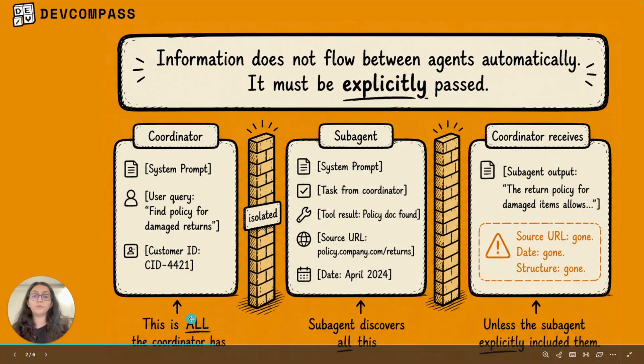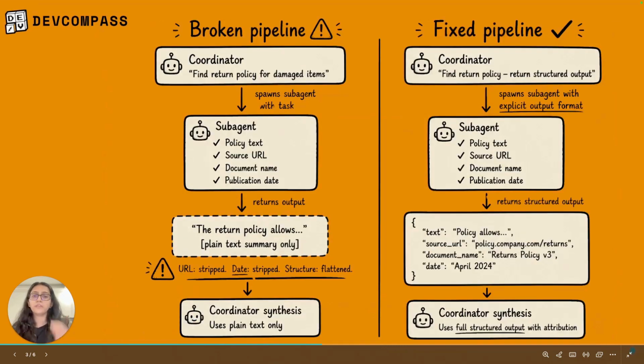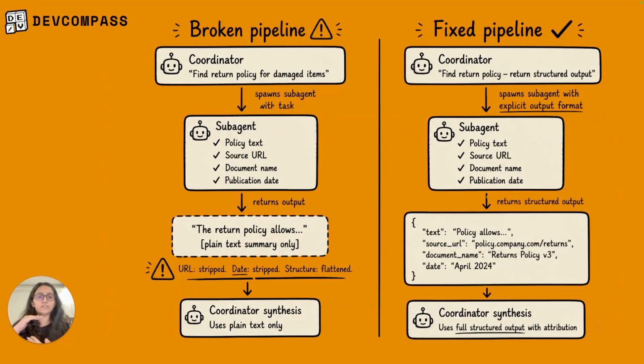So let me just show you the broken pipeline and then a fixed one. So the coordinator spawns a search sub-agent with a task. The search sub-agent runs its tools, finds a policy document, retrieves the source URL, notes the publication date, pulls the relevant section. All of that information is in the sub-agent's context. Now, the sub-agent returns its output to the coordinator. But look at what the output contains. Just the text of the policy, plain text. No source URL, no document name, no date. The sub-agent summarized what it found and considered the job done.